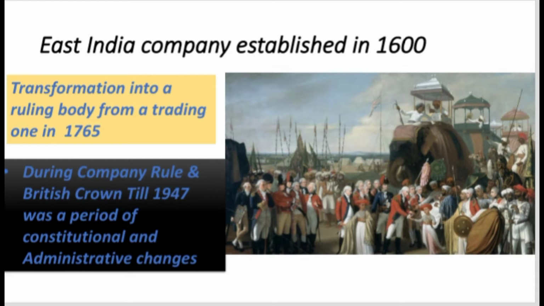But the period between 1773 and 1858 under the company rule, and then under the British Crown till 1947, witnessed a plethora of constitutional and administrative changes. The nature and the objective of these changes were to serve the British imperial ideology, but unintentionally they introduced elements of the modern state into India's political and administrative system.